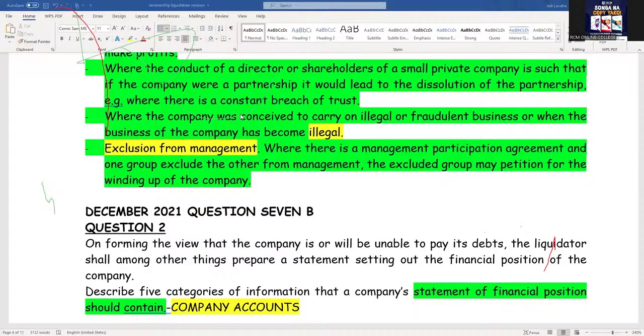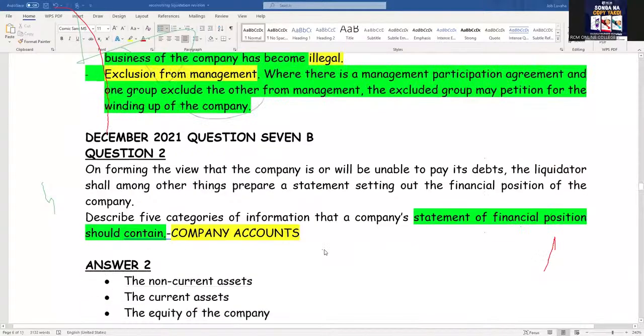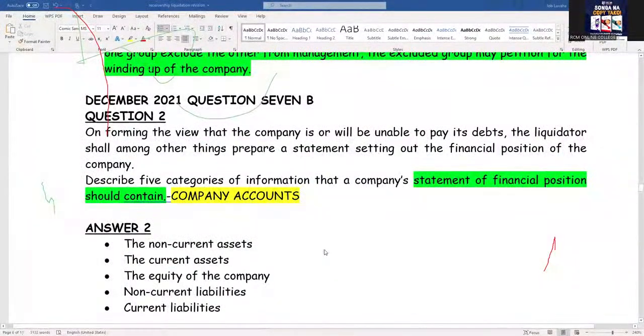So we can have non-current assets, current assets, and you're supposed to describe them. For example, in this case, we talk about non-current assets. These are assets that are long-term in nature. They will exist for a period of more than a year. Is that correct? I'm not sure. Current assets are those assets that will exist for a period of less than a year.